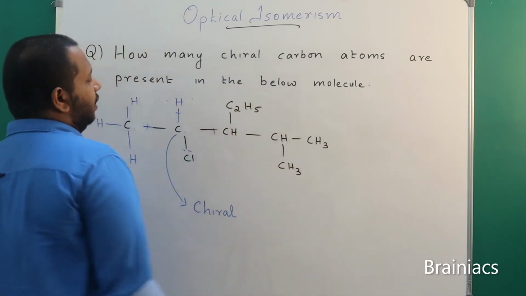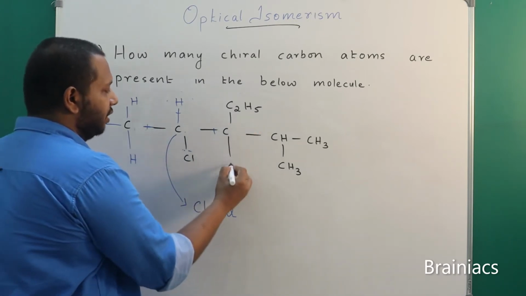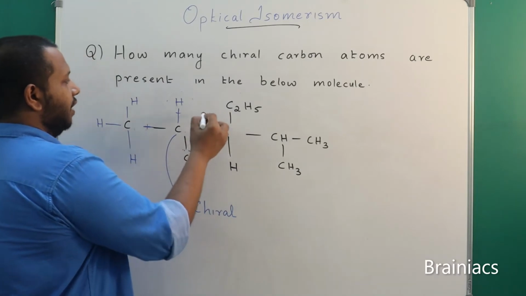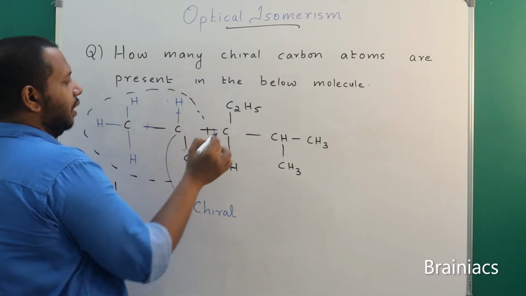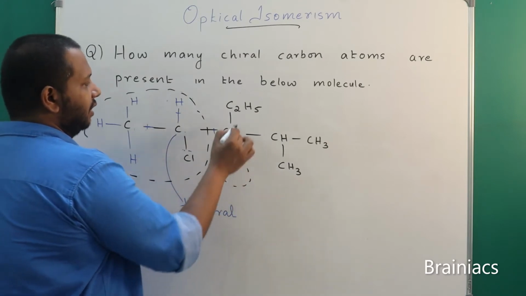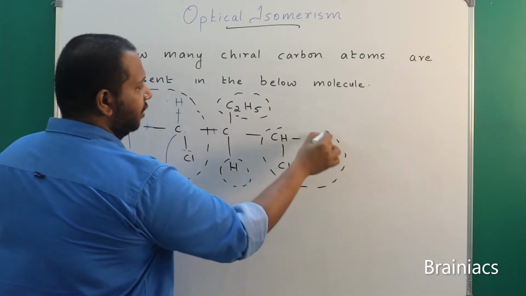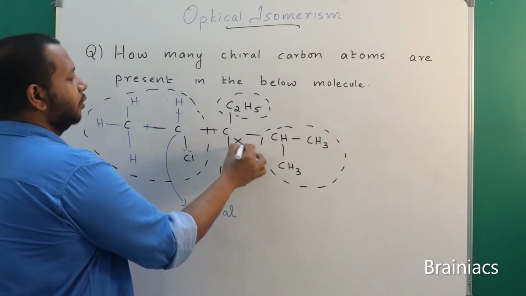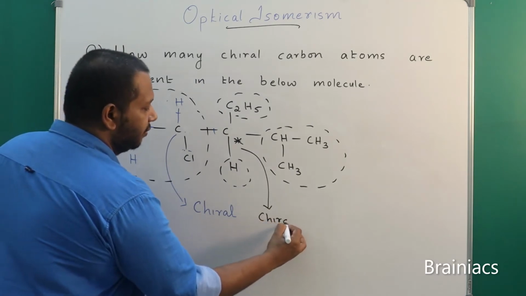Now when I am looking at this carbon, you could see here hydrogen. So I am expanding it and drawing hydrogen here. One valency is this big group, the other valency is hydrogen, the third valency is an ethyl group, and the fourth valency is this isopropyl group. So this is also chiral in nature. So I can say this carbon is also chiral.